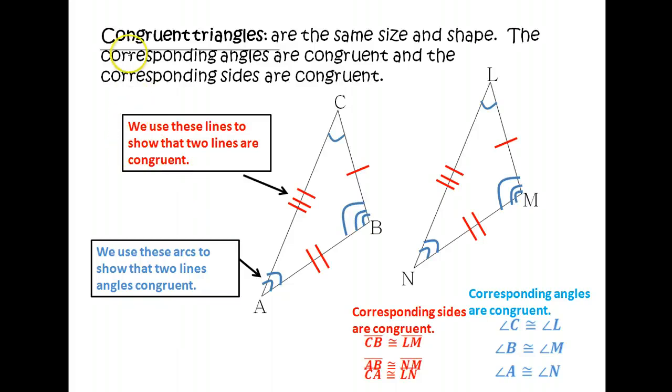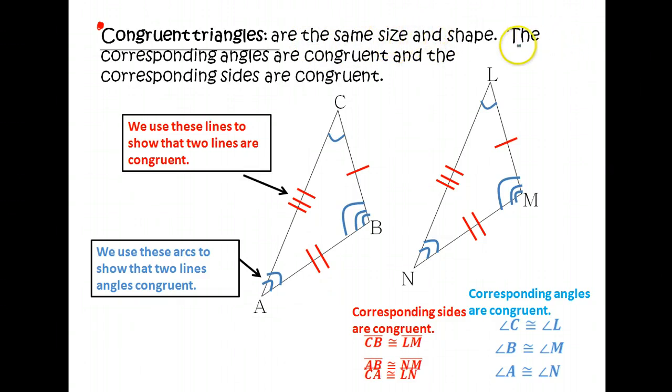Alright, so let's talk about what we know about congruent triangles. Based on our definition of congruent, congruent things are exactly the same size and shape. That's the same for congruent triangles. They're the same size and shape. Now, what does that mean?